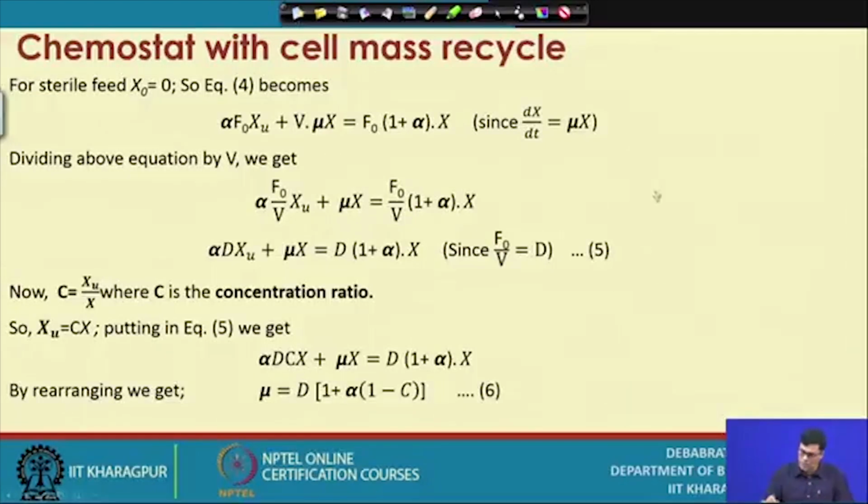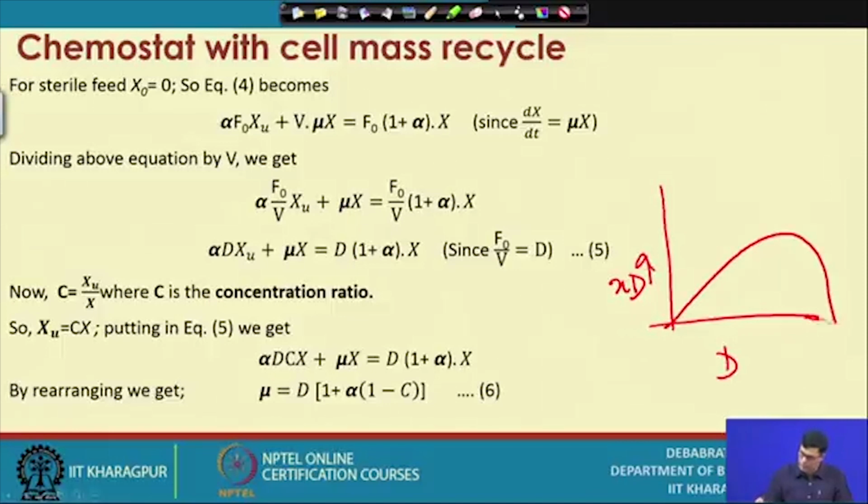Now, we have already seen that when you plot xD versus D, what we have done, we have plotted like this, am I right? And this is the situation that we have here. This is called D washout. And at the same time, we find that this is called D max.